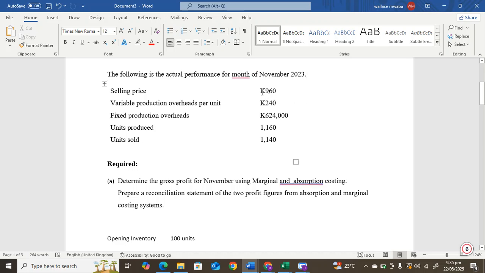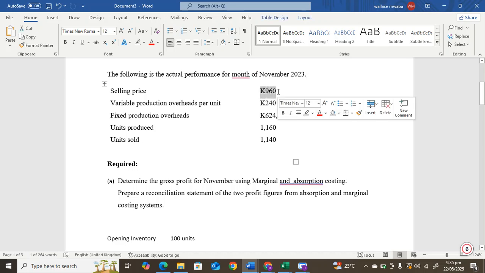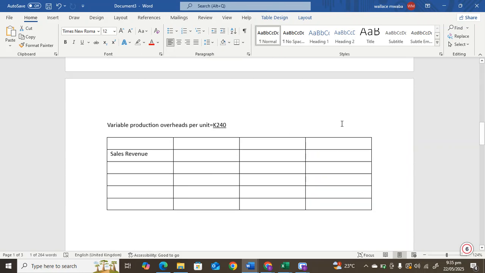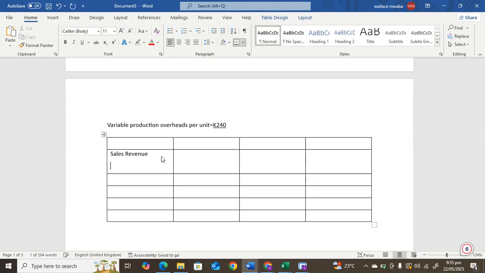So selling price 960 kwacha. We sold how many units? 1,140. So we're going to say 960 times 1,140. What do we get?